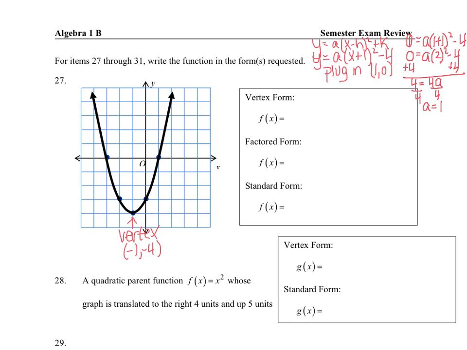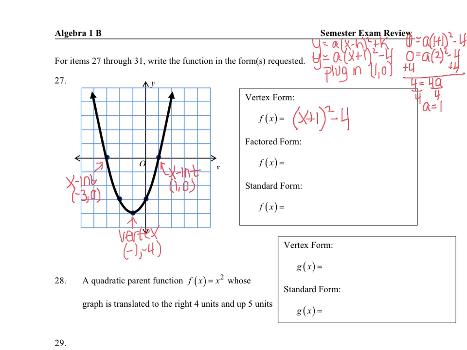Therefore, my vertex form is going to be 1 times x plus 1 squared minus 4, which we don't really need. So just x plus 1 squared minus 4. Now my factored form deals with my x-intercepts. So here's an x-intercept at 1, 0, and here's an x-intercept at -3, 0.